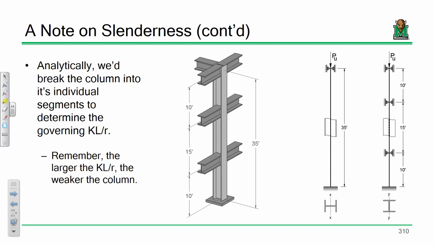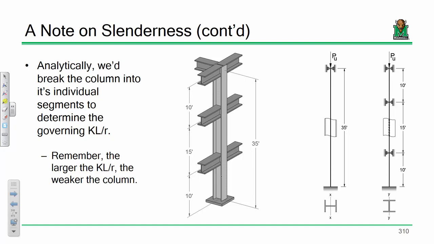What we end up doing from an analysis perspective is we split a column like this into something like this. So here's the column, and I've split it up into two views. Over here, this is the x-axis. Over here, this is the y-axis. I'm calling this the x-axis because if the column were to buckle this way, it'd be buckling about its strong direction. Here, it'd be buckling about its weak direction.